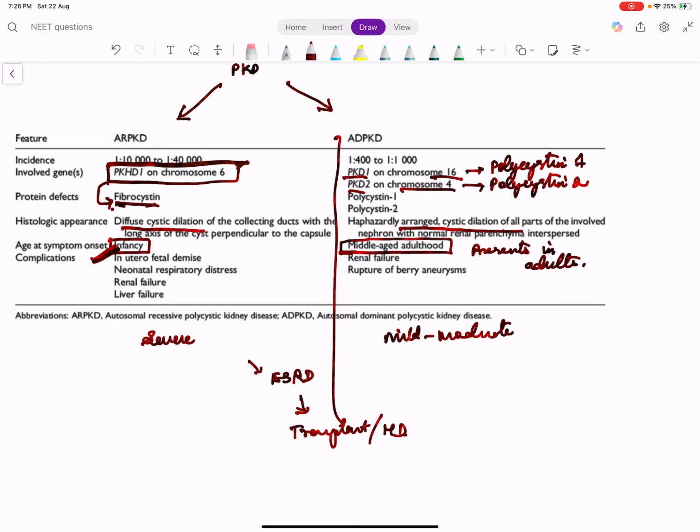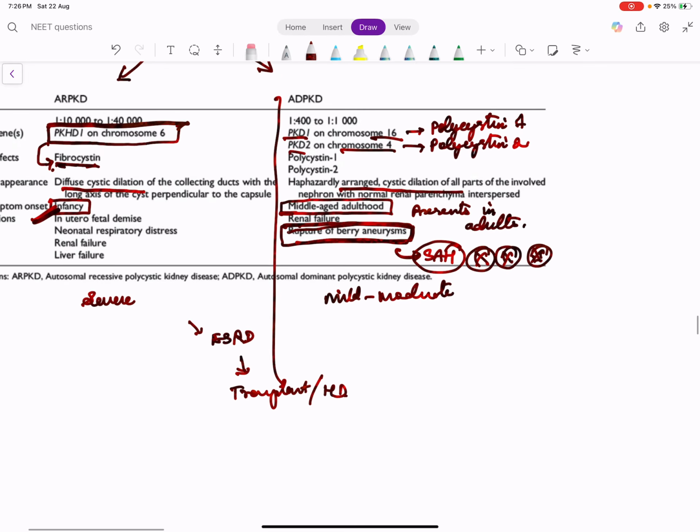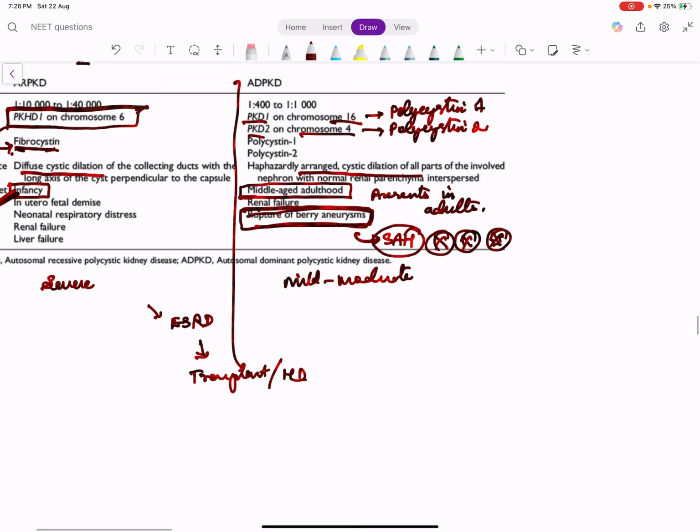One important feature is that ADPKD is associated with berry aneurysm. So there can be subarachnoid hemorrhage when this berry aneurysm ruptures. This is a very important association. So ADPKD occurs in adults due to mutation in PKD1 and PKD2. There can be features of SAH, presentation with renal failure in adults, and hypertension. Medically it can be treated with tolvaptan.